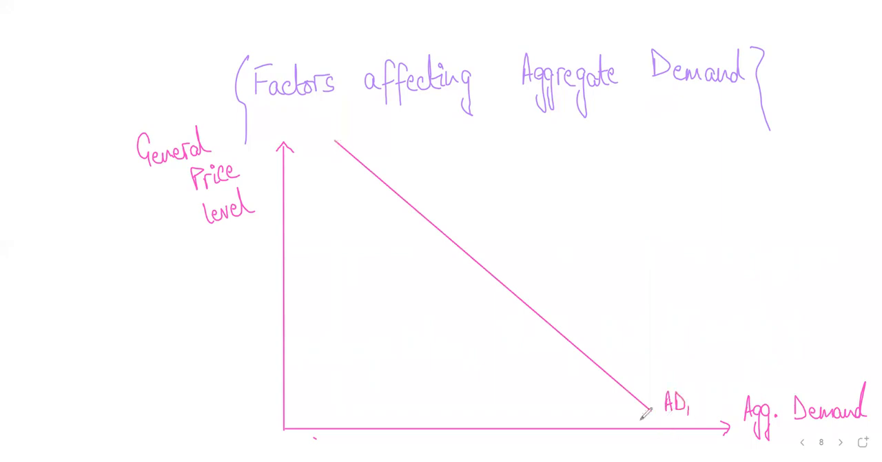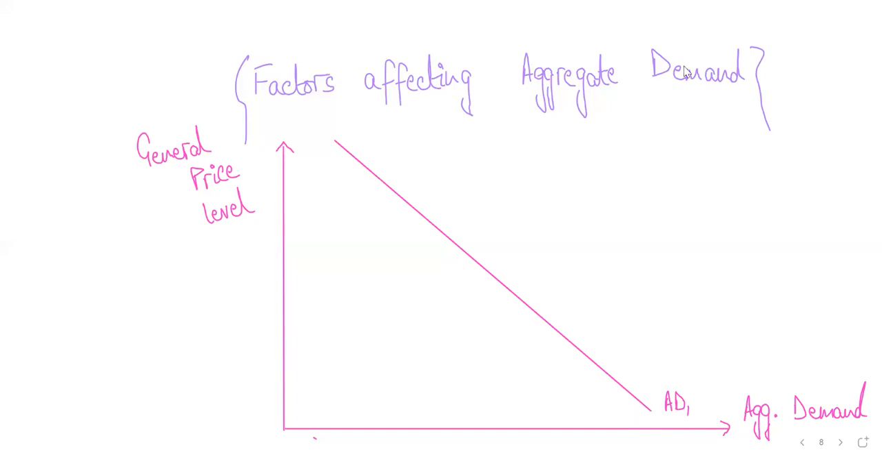You need to tell me what will happen to aggregate demand in each case. Let's assume that interest rates of the country are decreasing. If interest rates of your country are decreasing, how will your aggregate demand change or shift? It will shift to the right. Very good.